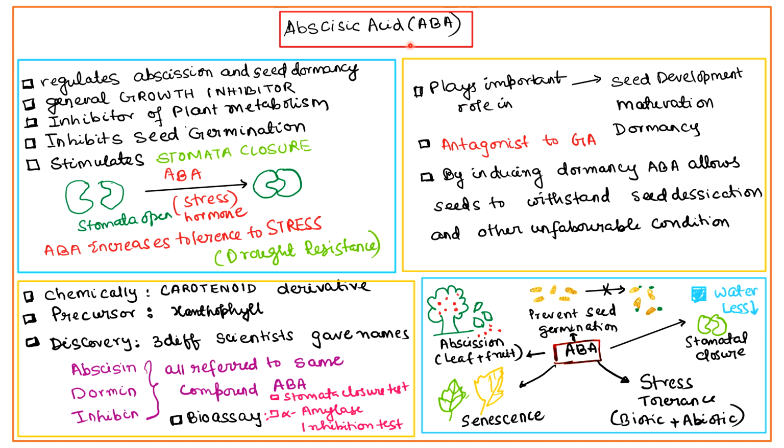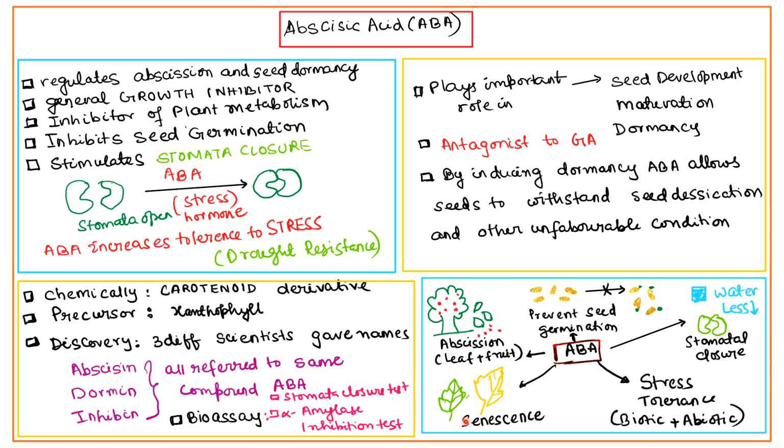Next, abscisic acid plays a role in seed development, maturation, and dormancy. It acts as an antagonist to GA. Now, by inducing dormancy, abscisic acid, why do we need the seed to be dormant? Suppose the condition around the seed is not favorable and this seed tries to germinate, there will be seed desiccation. So, under such condition, abscisic acid causes seed dormancy, so that the seed is able to counteract the unfavorable condition.